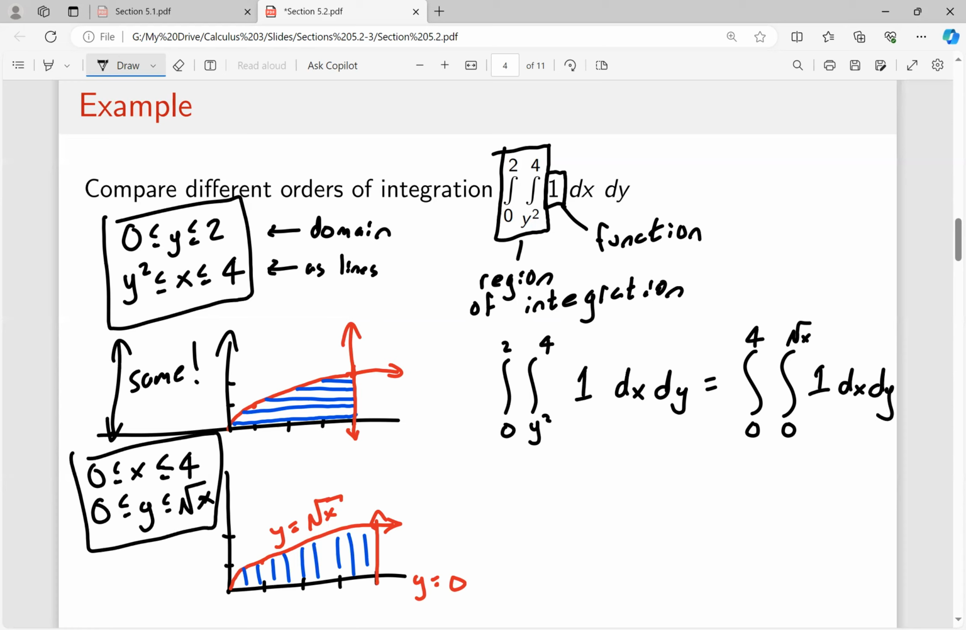Okay, so the main idea of this is just to show you that changing the order of integration is not something you should do willy-nilly. You should draw the picture. You should think of these bounds on your integrals as the inner one as lines, the outer one as domain, and that will help you correctly change the order of integration. So that completes this example.